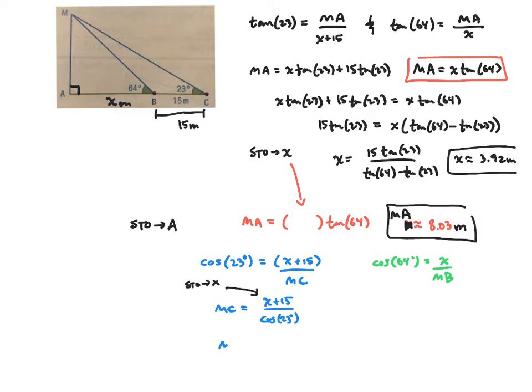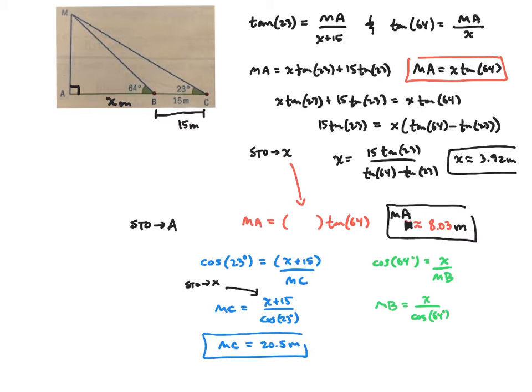When I do that, I get a value for MC of 20.5 meters. And then likewise on the other side for MB, MB is going to be equal to x over cosine of 64. It's just so convenient to be able to use that stow button so that I don't have to keep punching the numbers in.